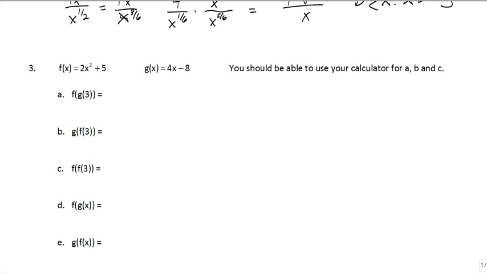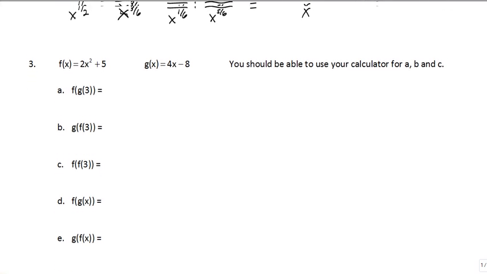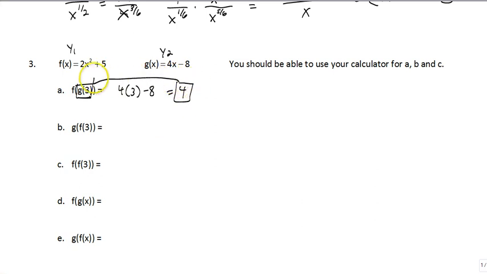All right. So you should be able to use your calculator for A, B, and C. And when I say that, that means maybe put this into your y1 and this into your y2, and then you can do the composite. But what a composite is, just if you wanted to know, f of g of 3. Okay, so first you find the middle piece, g of 3. So that would be 4 times 3 minus 8. 12 minus 8 is 4. So now I'm replacing g of 3 with 4, and I want to know what f of 4 is.